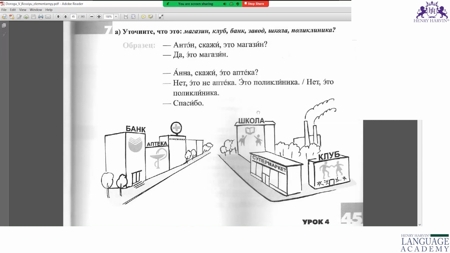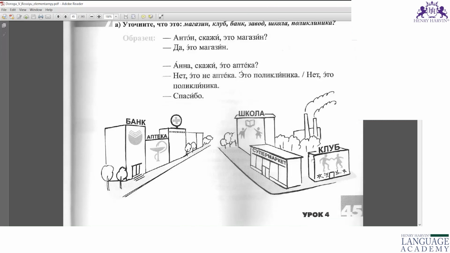Нет, это школа. When did you learn to read already? When did you learn to read? You came 1 hour ago without knowing how to read. You remember it so well. Amazing.